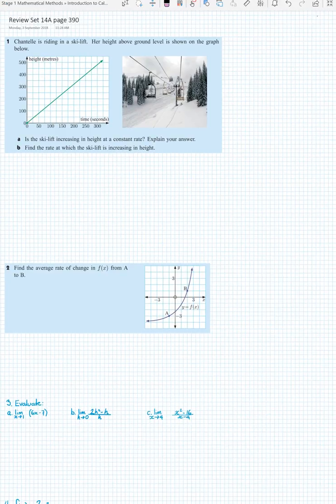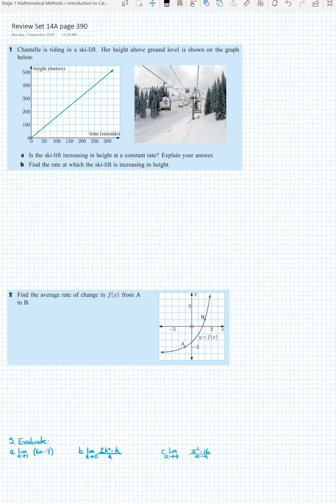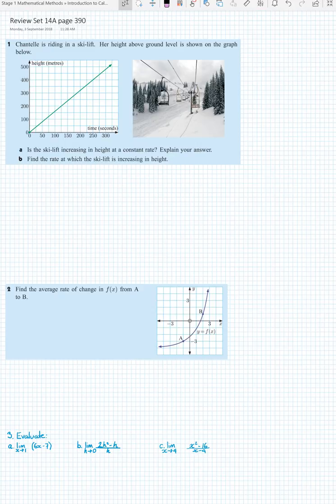Okay, so this is the second in our Introduction to Calculus revision videos. Now we're looking at review set 14A, which is on page 390 of your textbooks. So we're going to work through the first couple pretty quickly. So initially Chantal is riding in a ski lift. Her height above ground level is shown on the graph.